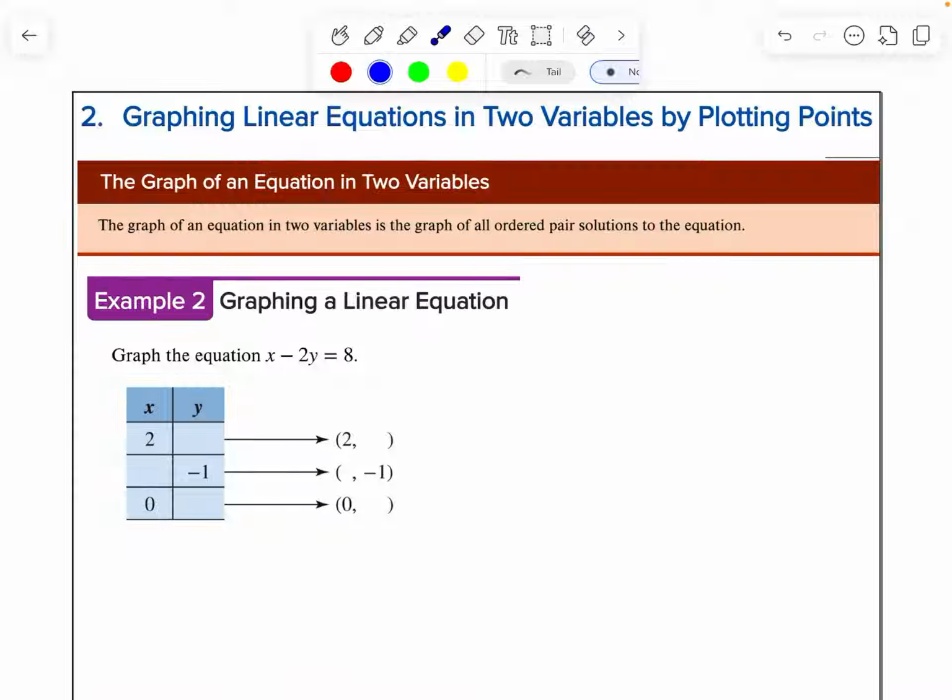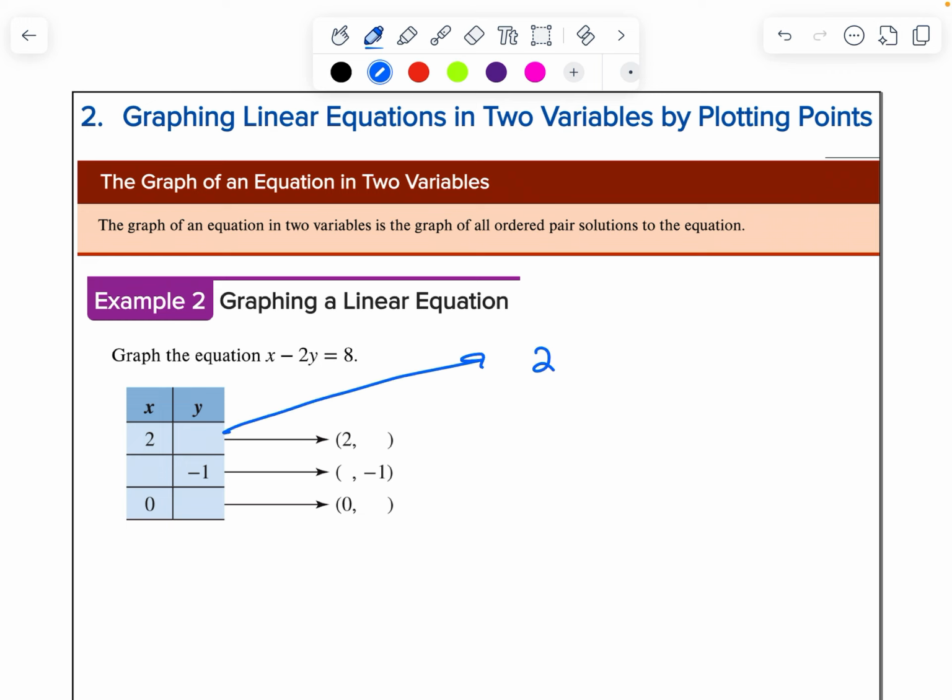A good starting point typically is to put in 0 for x and to put in 0 for y. We're going to see why that is later. For now, we're just going to use the numbers that they gave us. So 2 comma blank. 2 comma blank is what we're saying for the T-chart. They gave us 2 for x, and we want to find y.